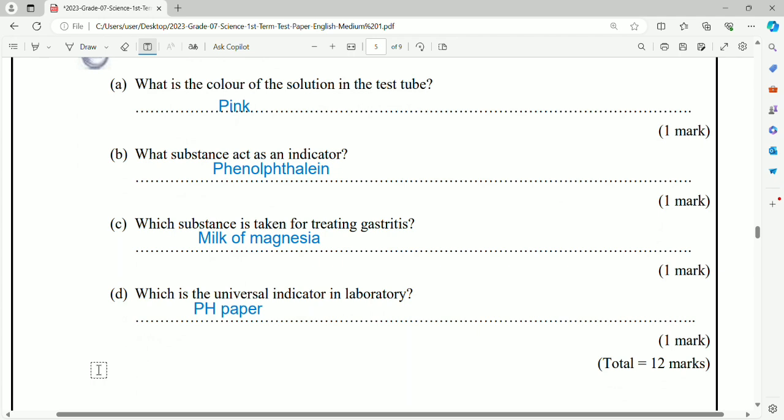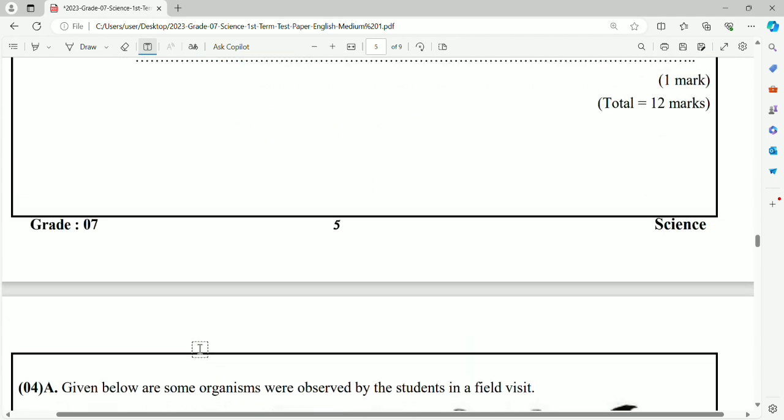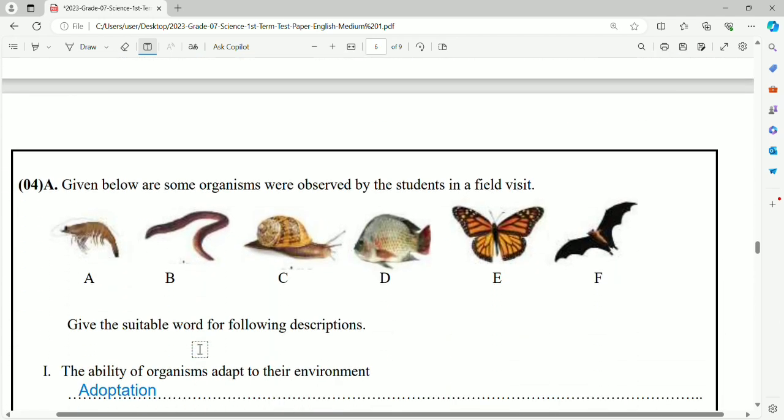Which substance is taken for treating gastritis? The main reason for gastritis is the hydrochloric acid present in the stomach. So in order to neutralize it, we use milk of magnesia. Milk of magnesia is a base. Which is the universal indicator in the laboratory? pH paper.